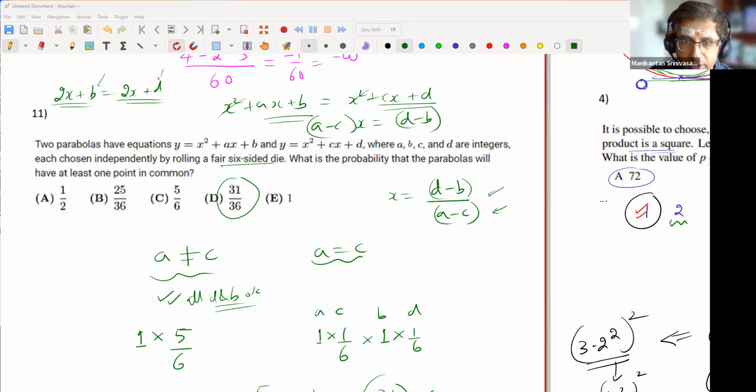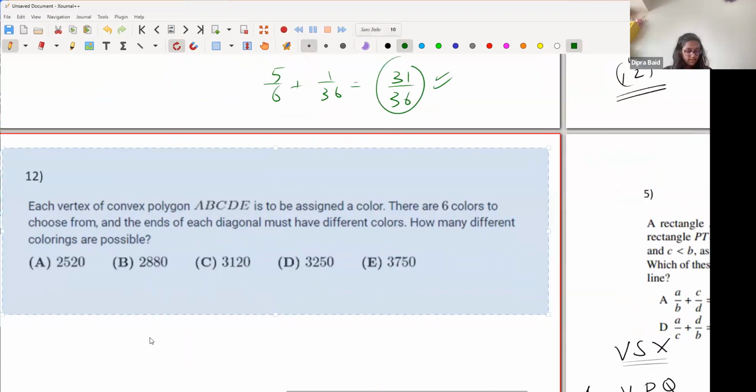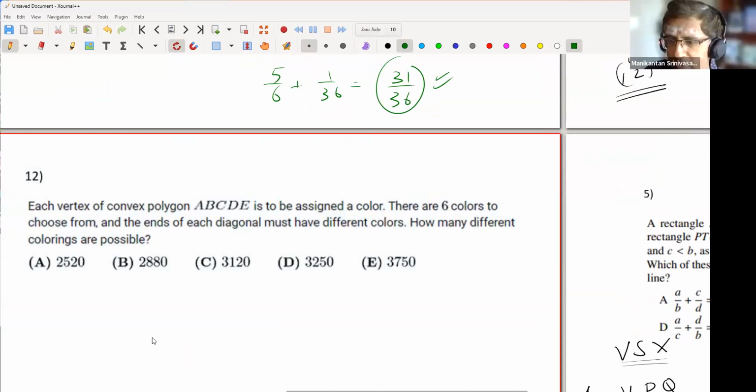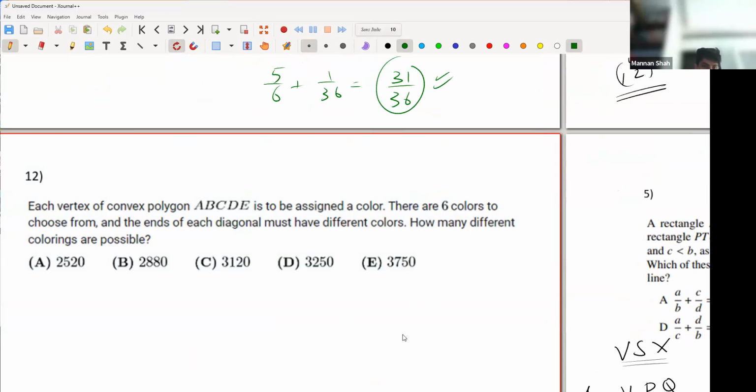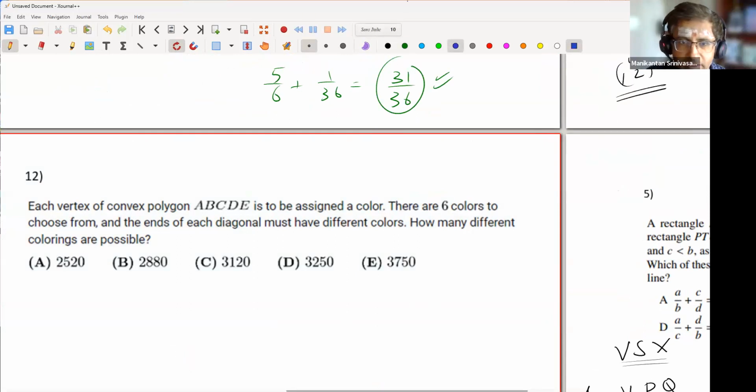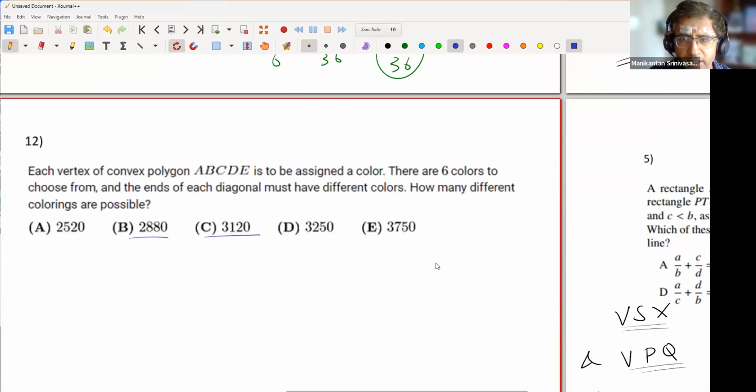Okay, last question on this one. Each vertex of a convex polygon. Dipra, what did you get on this one? I got C. 3120. Okay. Manan? So even I got C. C. So I got B. B. Okay. I always like when there are two answers so that the discussion becomes fruitful.